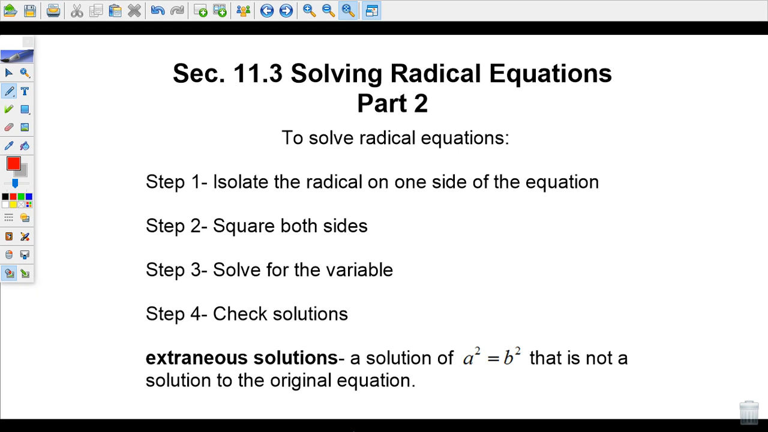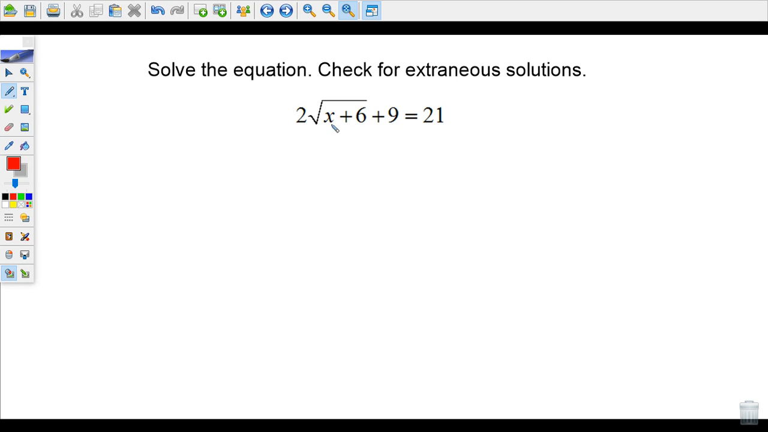So this video is going to be a lot like part 1. The equations are going to look very similar to part 1. The only change is that now we're going to have something else besides x underneath the radical symbol. So there'll be one more step or so in the solution process. So let's jump right in.